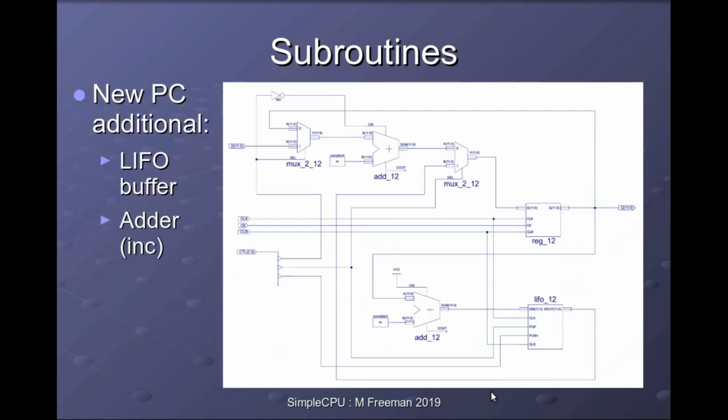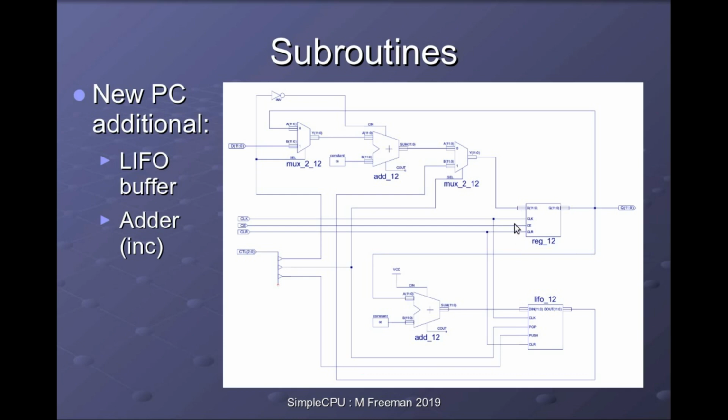Now, to implement that on the simple CPU version 1D, I've modified the program counter to include a LIFO, a last in first out buffer. Now, this is slightly different to what you'd normally see in a typical processor, but I thought it'd be interesting to see how we could do this in hardware. We will be looking at the more traditional call return stack in the next lecture.